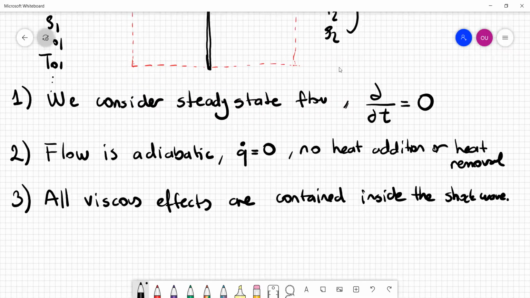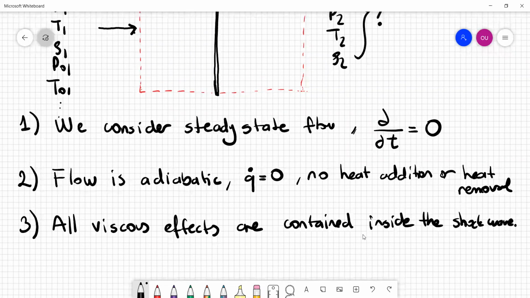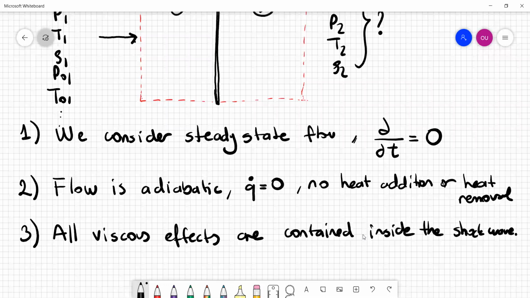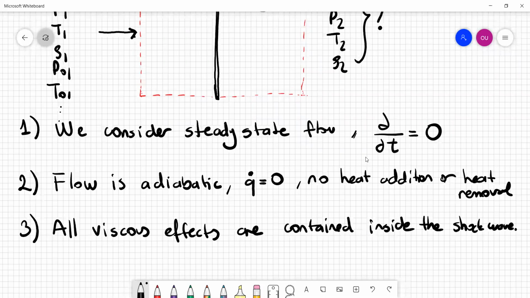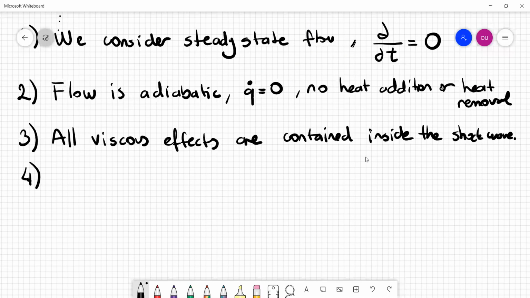This is an important issue, and the almost instantaneous changes are created due to the existence of the shock wave. But outside the shock wave, there are no viscous effects. And since we are dealing with airflow, basically we are neglecting body forces. So, no body forces. This is another important assumption that we must make.